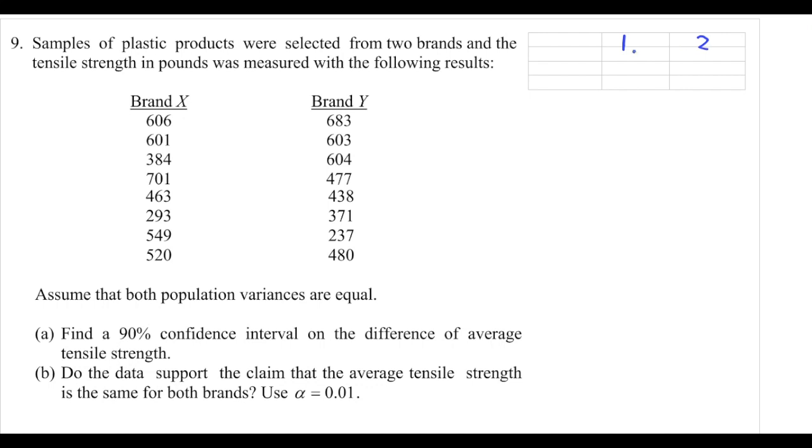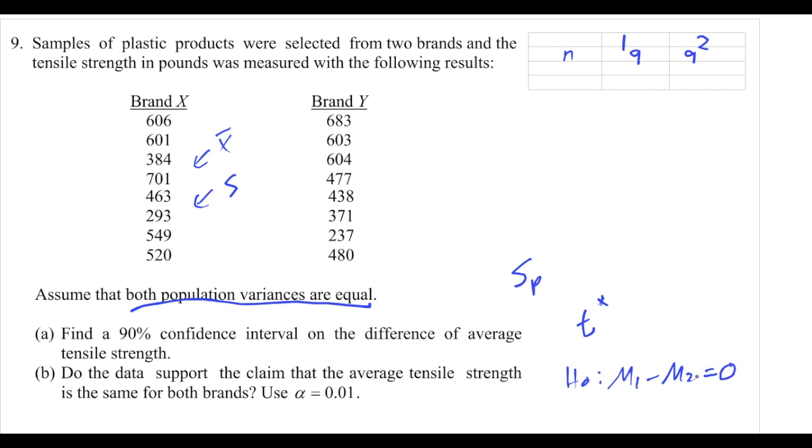Okay, on to the next question. Brand X and Y. Sample size is 9 in both cases. You would have to calculate X bar and the sample standard deviation. So both population variances are equal. You'll be using the pooled standard deviation and the t distribution for the confidence interval and the hypothesis test. So the hypothesis would be mu1 minus mu2 equals to 0, and whether it's the same. So the null, the alternative is not the same.